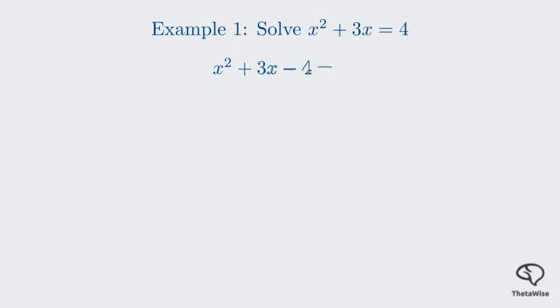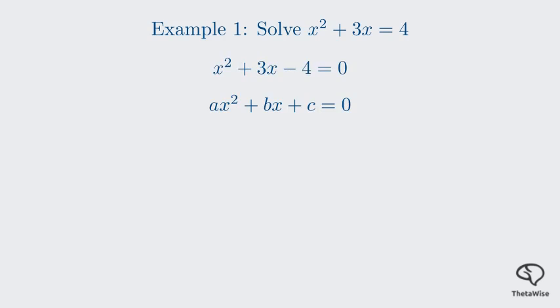Let's work through our first example. Suppose we want to solve the equation x squared plus 3x equals 4. Our first step is to write it in standard form. Remember, that means we need to set the equation equal to 0. To do that, we can subtract 4 from both sides. Now our equation is in standard form. It looks just like ax squared plus bx plus c equals 0.